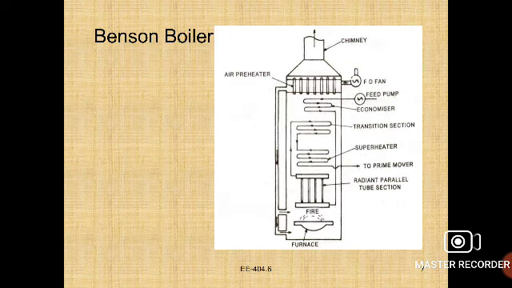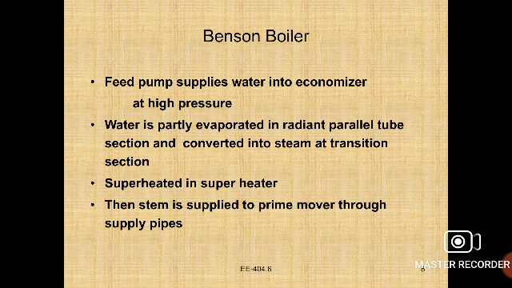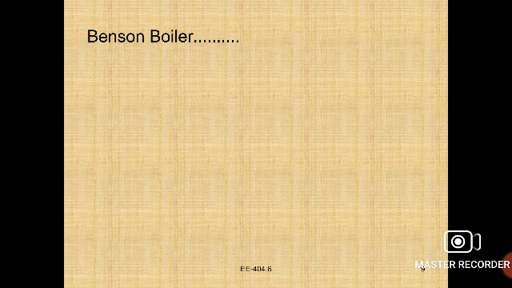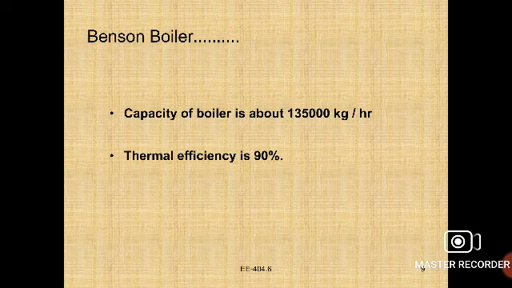This is a Benson boiler. The feed pump supplies the water into the economizer at high pressure. Water is partly evaporated in the radiant parallel tubes. Already we have discussed how it is converted into steam in the transit section, and then into superheated steam in the superheater. The main capacity is 1,35,000 kg per hour.